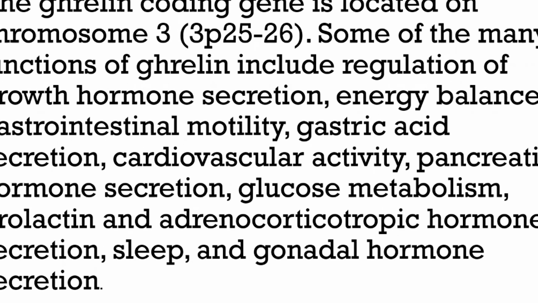So the ghrelin coding gene is located on chromosome number 3. Some of the many functions of ghrelin include regulation of growth hormone secretion, energy balance, gastrointestinal motility, gastric acid secretion, cardiovascular activity, pancreatic hormone secretion, glucose metabolism, prolactin and adrenaline, adrenocorticotropic hormone secretion, sleep, and gonadal hormone secretion.